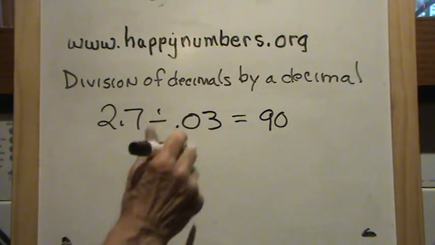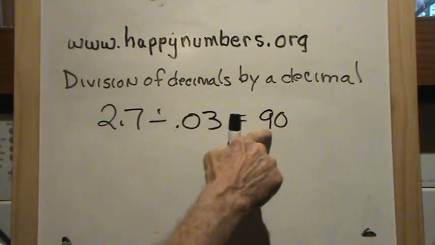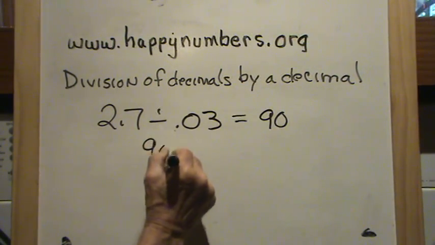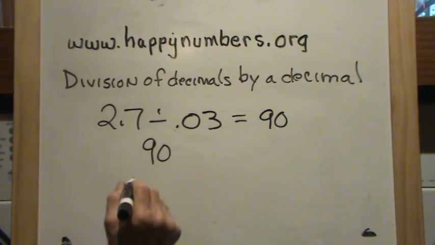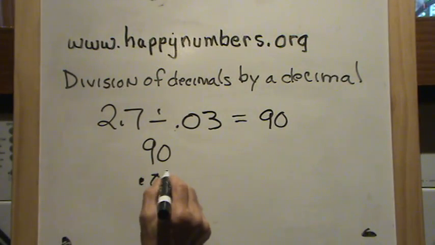And we can check our answer. We can check to see if this is right. We take our answer, 90, and we multiply it by the initial divisor.